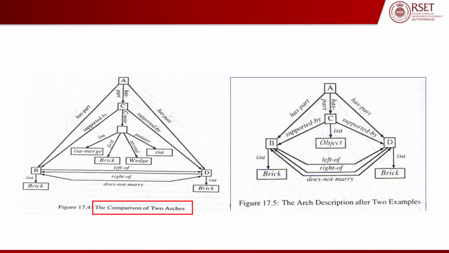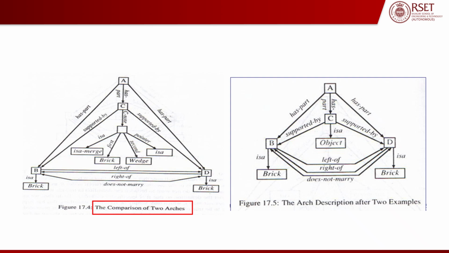So this diagram shows the comparison of two arcs and the arc description after the examples. We can see nodes A, B, C, D. These are the parts of the structure, and you can see relationships, that is edges or arrows, showing how parts are connected. This is the main way to represent knowledge logically so AI systems can understand the structure. If we look into the first diagram, that is 17.4, you can see four objects A, B, C, D, and the other objects are brick, wedge, and key.